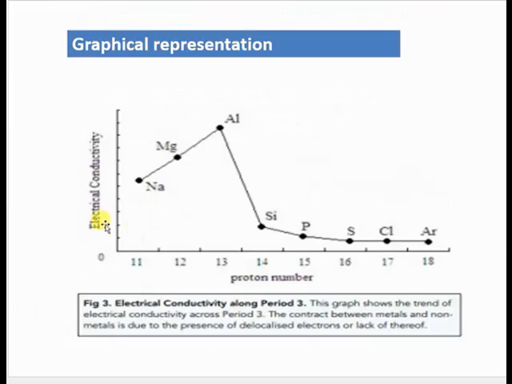Graphically, electrical conductivity increases from sodium, magnesium, and then aluminum has the highest conductivity, and then it decreases to silicon, and then the rest don't conduct electricity, so it decreases. So this is the graph that represents conductivity of elements across period 3.